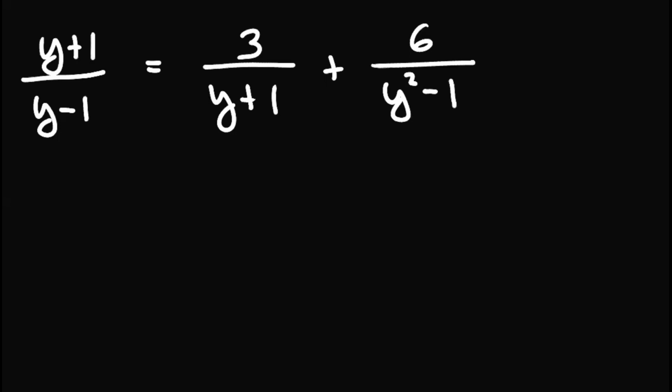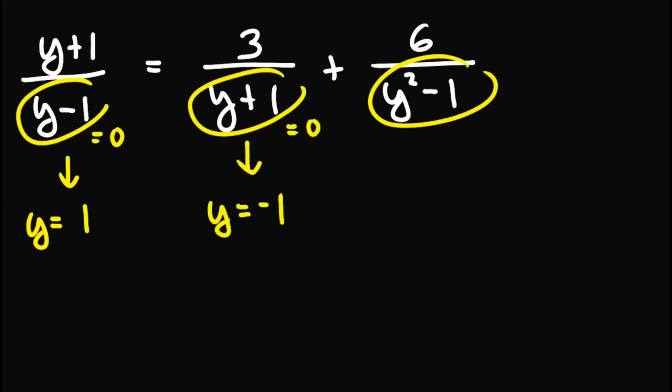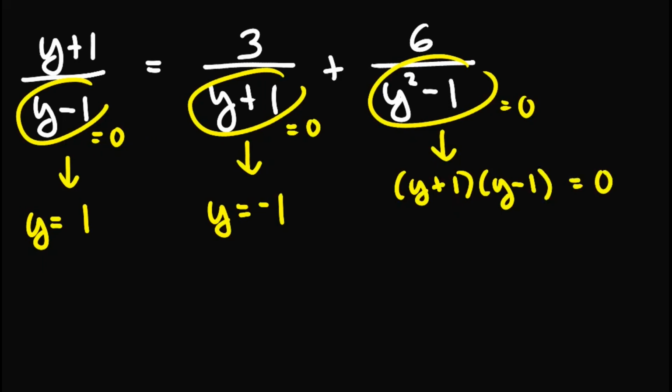Now this time, let's first check the domain. So we check when the denominators will be equal to 0. y - 1 will be equal to 0 if y is equal to 1. y + 1 will be equal to 0 if y is equal to negative 1. How about for this one? y² - 1 will be equal to 0 if, note that y² - 1 can be written as (y + 1)(y - 1) by difference of two squares. So we know that this one will be equal to 0 if y is equal to negative 1 or y is equal to 1.